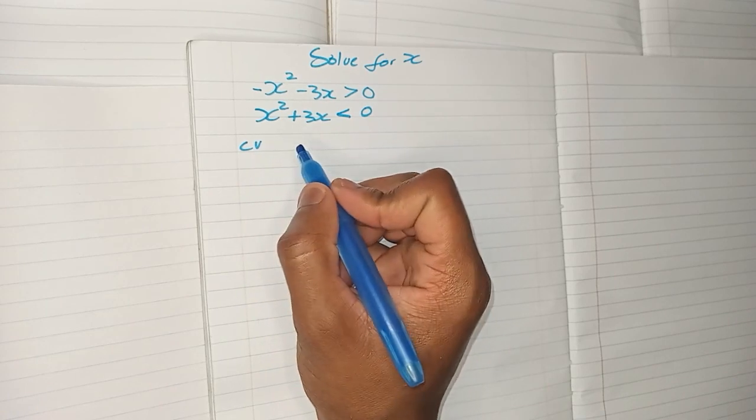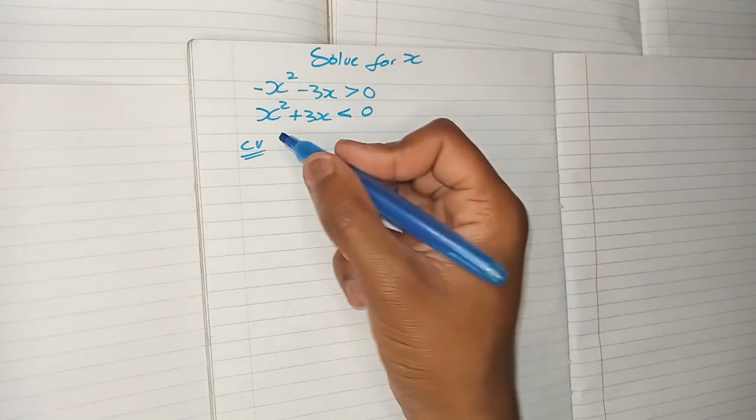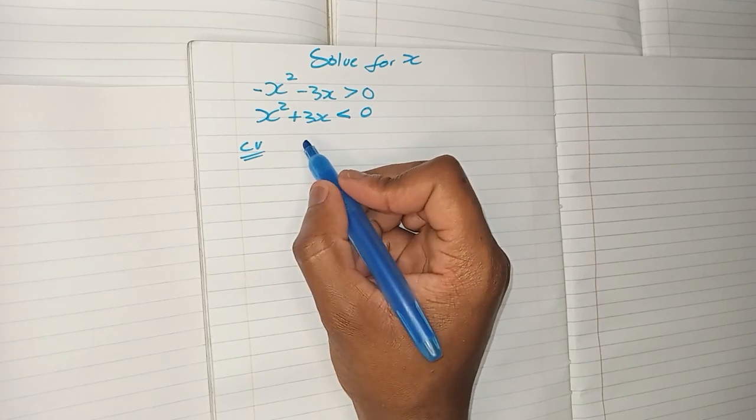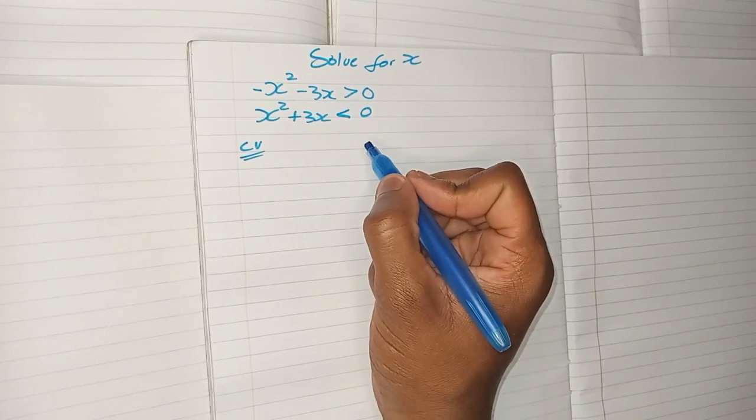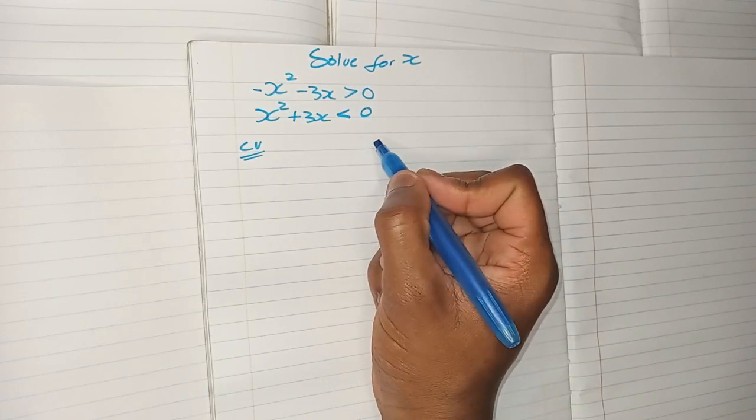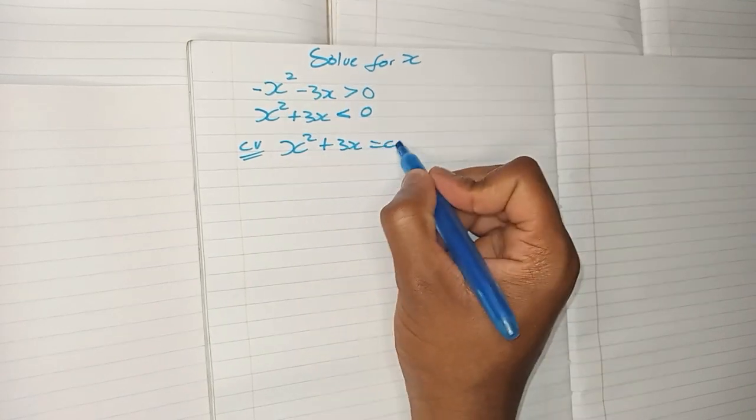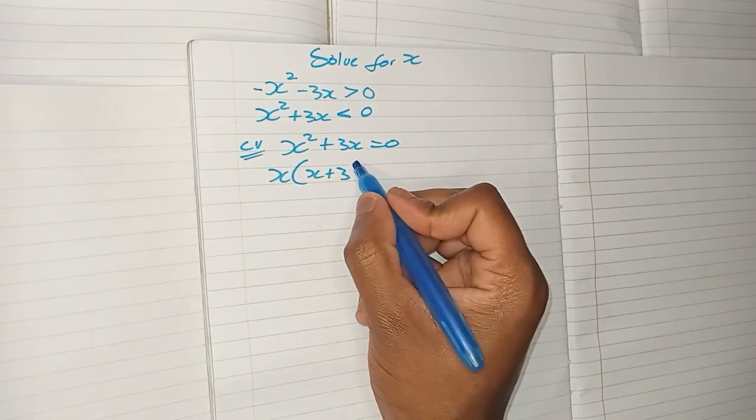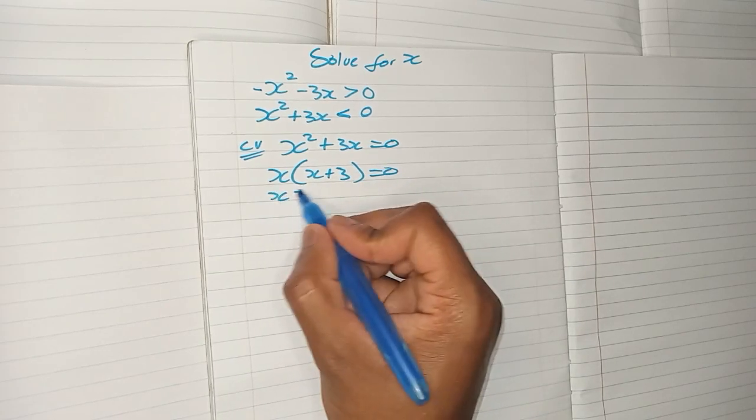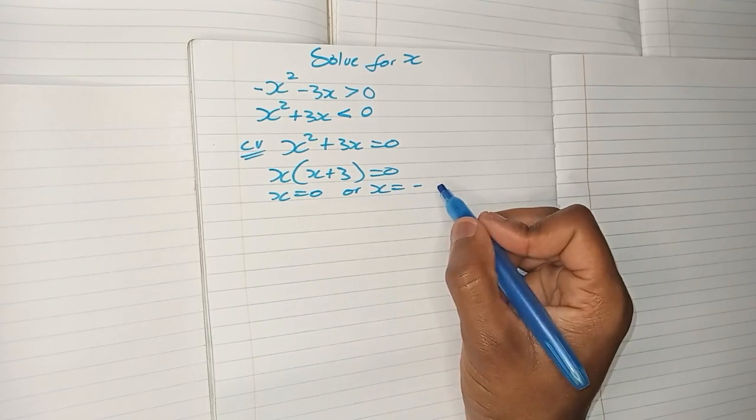So I'm simply going to say CV. The CV stands for critical values. I just don't know what's critical about this thing, but yeah, it's the values that are critical. You have to find them. Right, so now whenever you say CV, you are allowed to actually put an equal sign, just like this. x squared plus 3x is equal to 0. Now you solve for x: x into x plus 3 is equal to 0. Now x is equal to 0, or x is equal to minus 3.